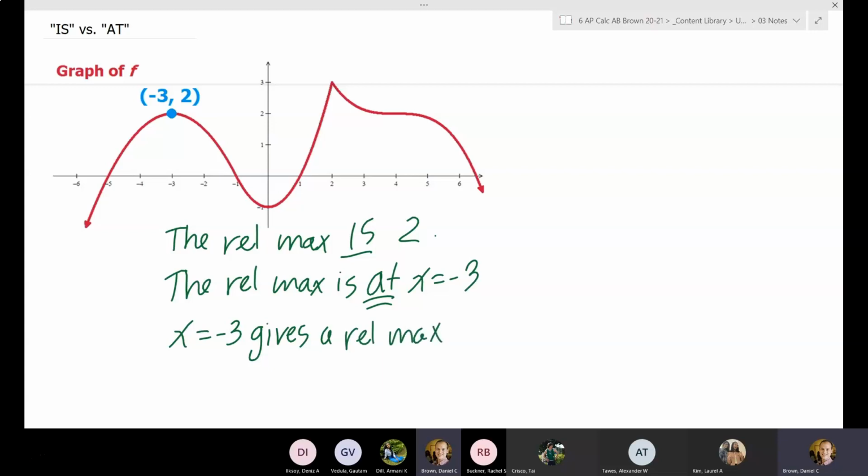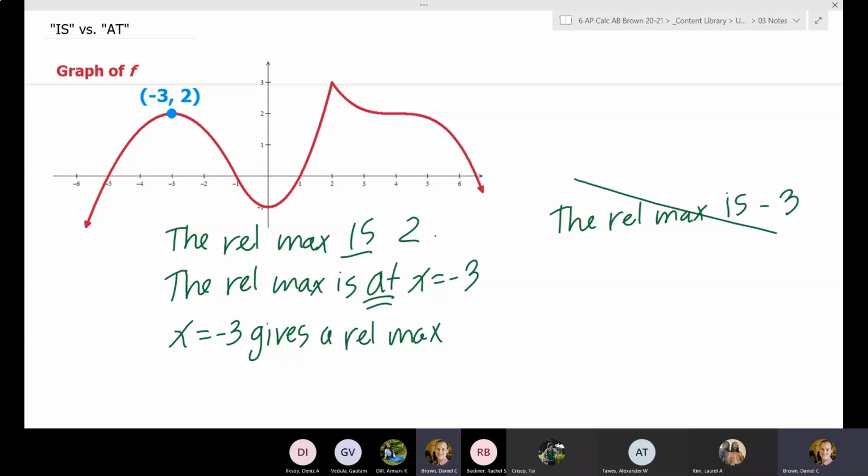The main thing I want to get across is the language. If you're just talking about where something is, I would not say, here's something that's wrong: the relative max is -3. That would be an incorrect statement because -3 is not the highest point on the graph. That's where the highest point is at, but that's not what the highest point is.